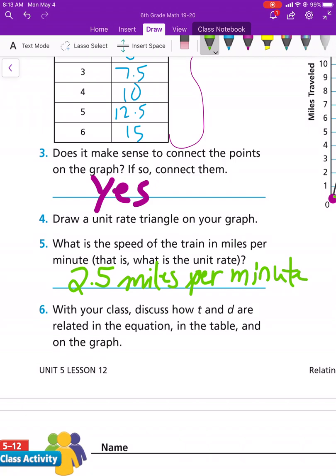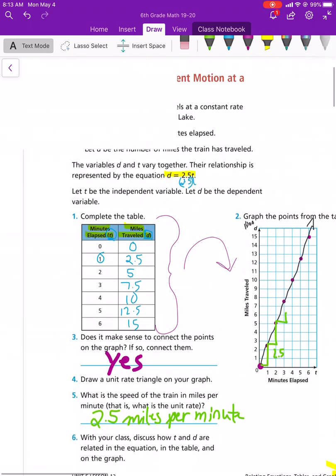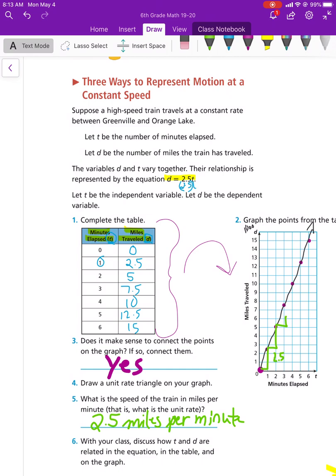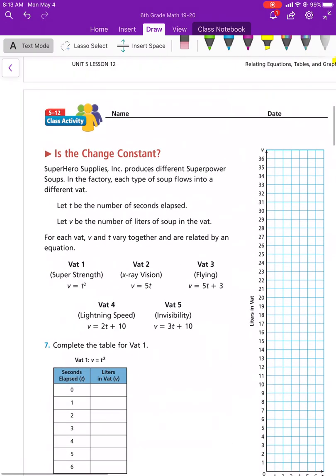Okay. So discuss how T and D are related. So if we were in class right now, we'd be talking about what is the relationship between D and T. And what I mean by that is, how does D affect T and how does T affect D? If I have the distance, can I figure out the time? If I have the time, can I figure out the distance? Yes, of course, because I have an equation. That equation is telling me that for every D, I have 2.5 times T. Okay, so let's move on.